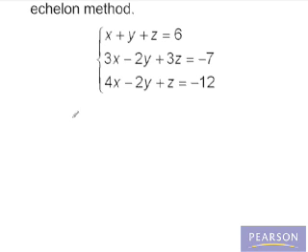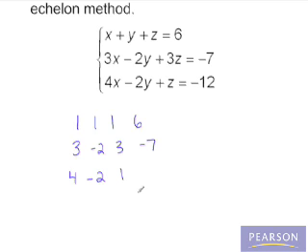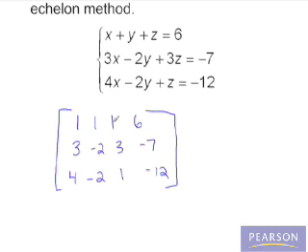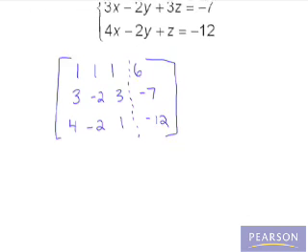So the first row would be 1x plus 1y plus 1z is equal to 6. Row 2, 3x minus 2y plus 3z equals negative 7. And the final row, 4x minus 2y plus 1z is equal to negative 12. So there is our original system of equations written as an augmented matrix. So now we'll row reduce the left side.